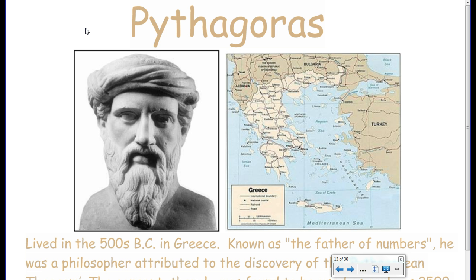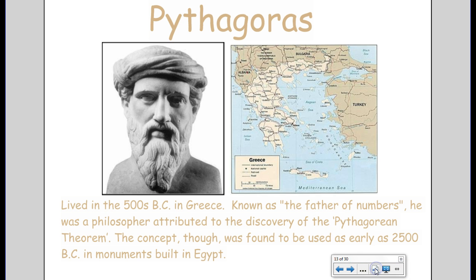Alrighty, Pythagoras lived in Greece in the 500s BC. What does that mean? Before Christ. That's a long time ago. He's known as the father of numbers because he discovered a lot of math things. Technically, they gave him the credibility of discovering the Pythagorean theorem, but then they found that it was used even earlier in Egypt by the Egyptians, even in 2500. So anyways, this theorem has been around for a long time.